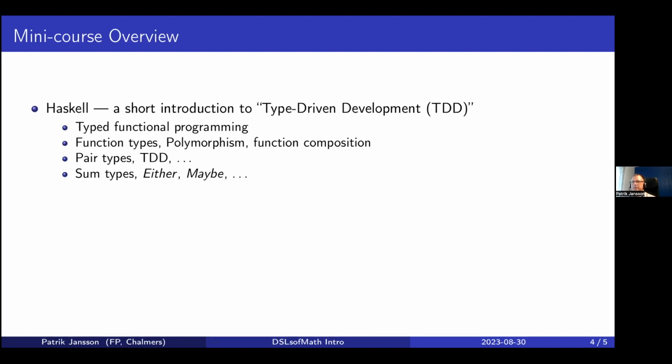And that takes us to the domain of typed functional programming, where the language Haskell, which I will use, is a prime example. It's a very nice language. It's been around for 30 years, but it's a very modern language nevertheless. I will talk about function types, polymorphism, and function composition, pair types, and this type-driven development, and also what's called sum types, which are not as common as the product type of pair types.